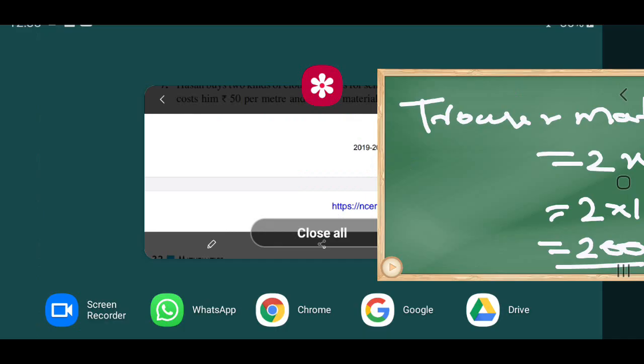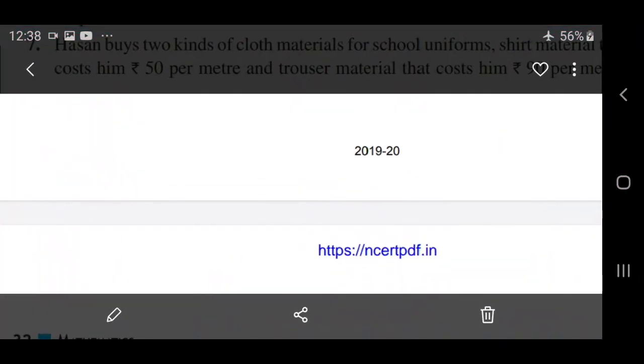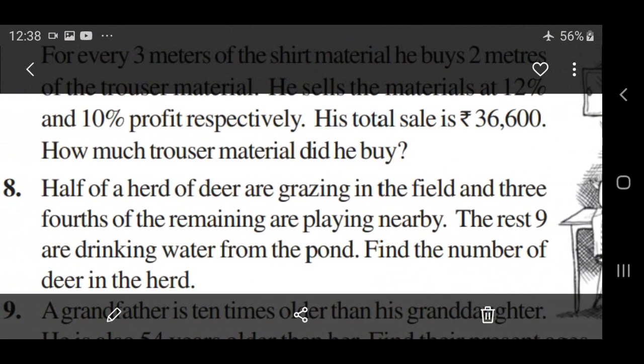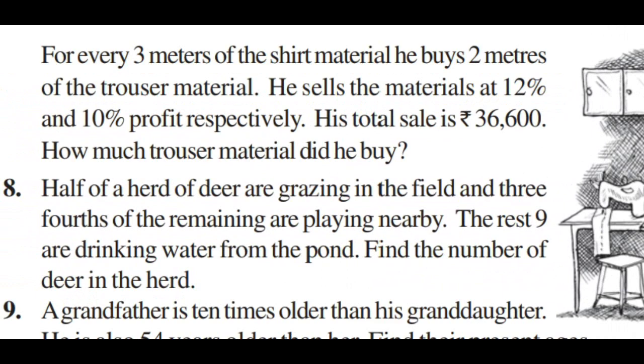Okay, then we can move to the next question. Half of a herd of deer are grazing in the field and 3/4 of the remaining are playing nearby. The rest 9 are drinking water from the pond. Find the number of deer in the herd. The total amount is not given. Half means x by 2.